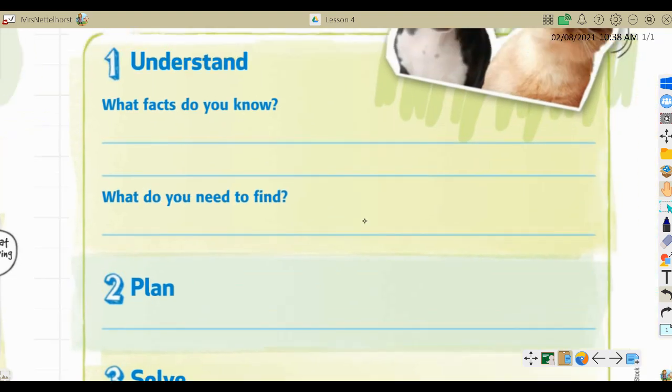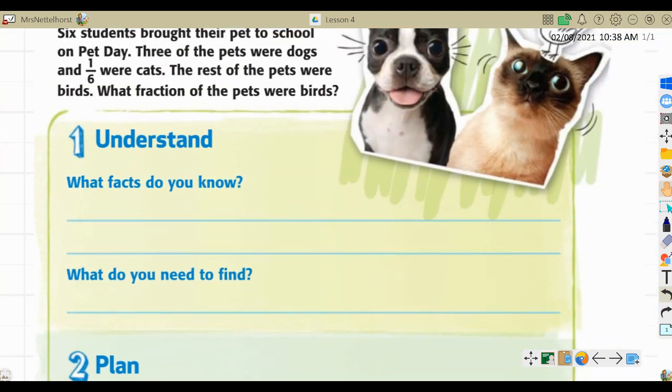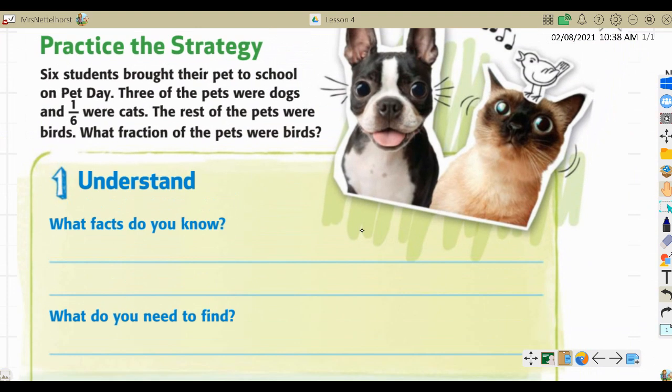This one, we have a lot of work to do on this one. They didn't help us as much, so we're going to practice the strategy. Cute little doggy, cute little kitty with a bird. 6 students brought their pets to school on pet day. 3 of the pets were dogs and 1/6 were cats. The rest of the pets were birds. What fraction of the pets were birds?